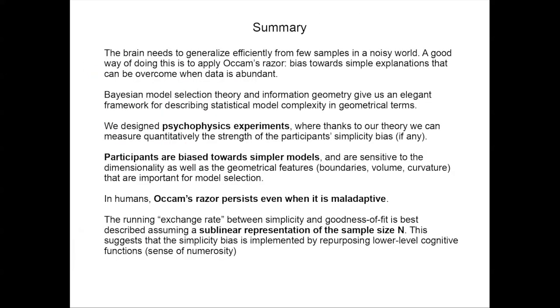Just throw up some conclusions here on the slide. The brain needs to generalize efficiently. Occam's razor is a good idea. We use Bayesian model selection and information geometry to describe these notions of complexity in geometrical terms. We did some psychophysics experiments to test whether this theory is a useful normative reference point for human behavior. We found that participants are indeed biased towards simpler models, defined as we do in our theory. And also that Occam's razor persists even when it is maladaptive.